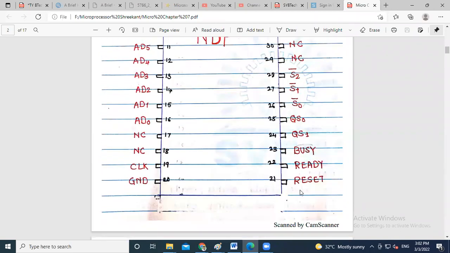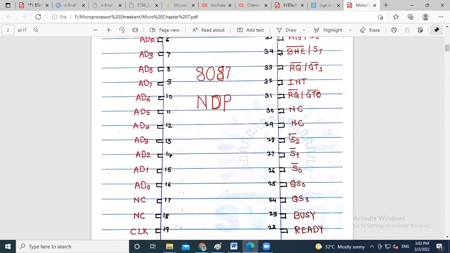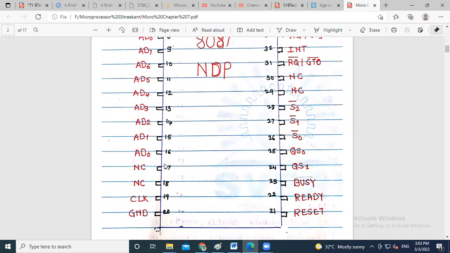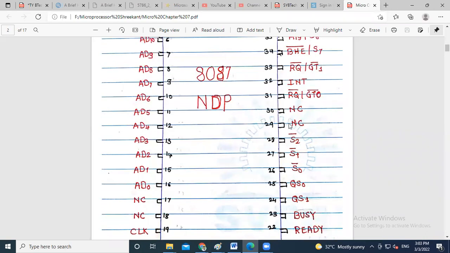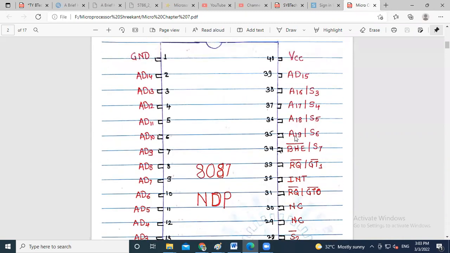Here the set and reset pin is at pin number 21 and the ready state at pin number 22. The busy signal is at pin number 23, and the signal lines S0 and S1 are at pin numbers 24 and 25 respectively. At pin number 26 we use the S2 signal, so three status signals S0, S1, S2. Again here the non-change lines are at 18 and 17, along with 29 and 30. Pin number 31 is used for request and grant, pin number 32 for interrupt, pin number 33 again for request, pin number 34 for bus high enable, and pin number 35 is used for the address lines 16, 17, 18 and 19, totally 20 address lines.